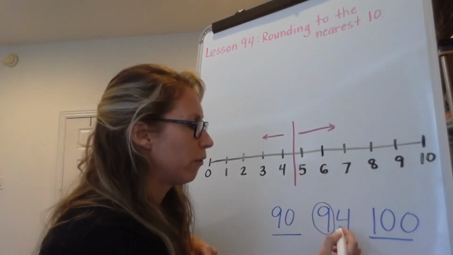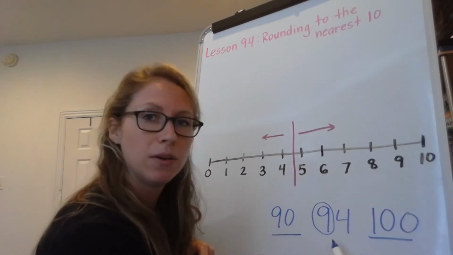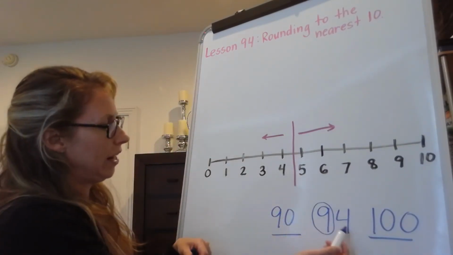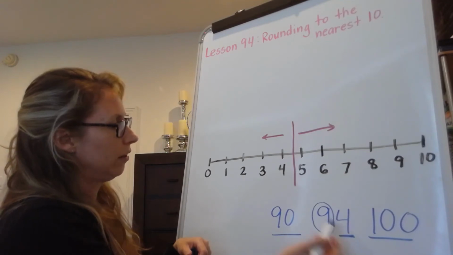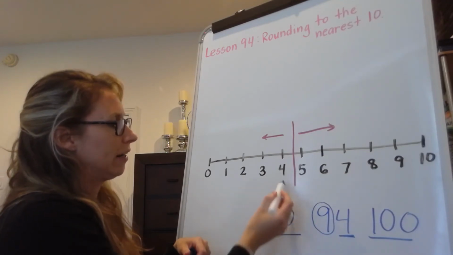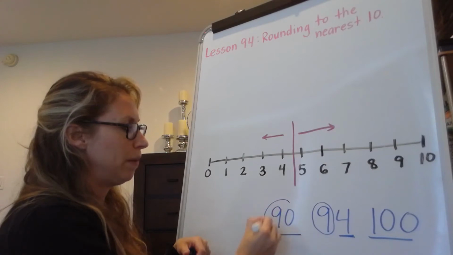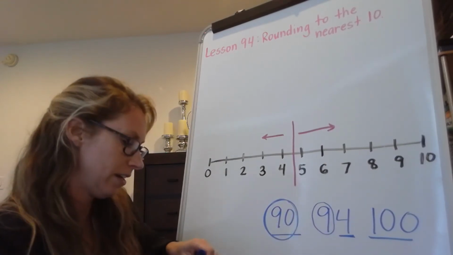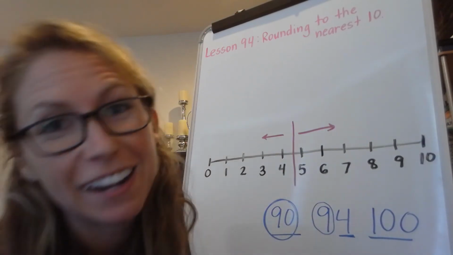So will 94 round up to 100 or back to 90? 94 ends in a 4. 4s round back. So 94 rounds back to 90. Good. Let's try another one.